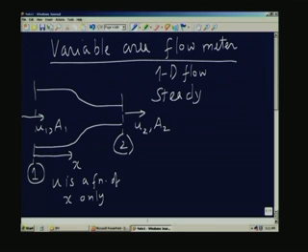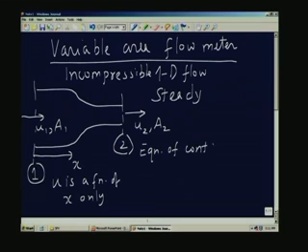So, the equations which govern the flow of a fluid through a variable area duct or variable area cross section device like this are the equation of continuity. And to start with, let us assume that the flow is incompressible. That means that the density is constant, and therefore, equation of continuity or mass conservation equation requires that the volume also be conserved.